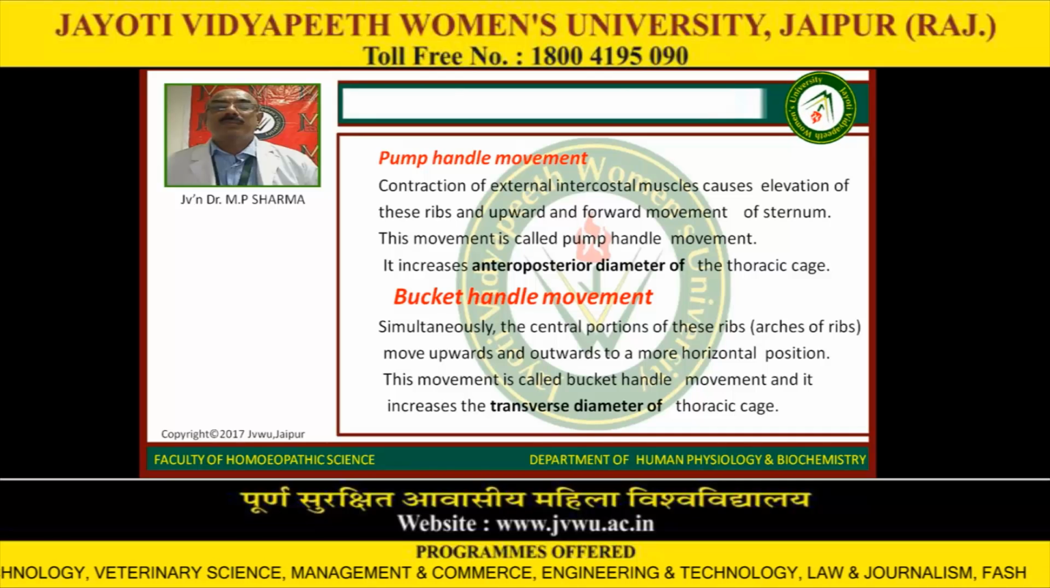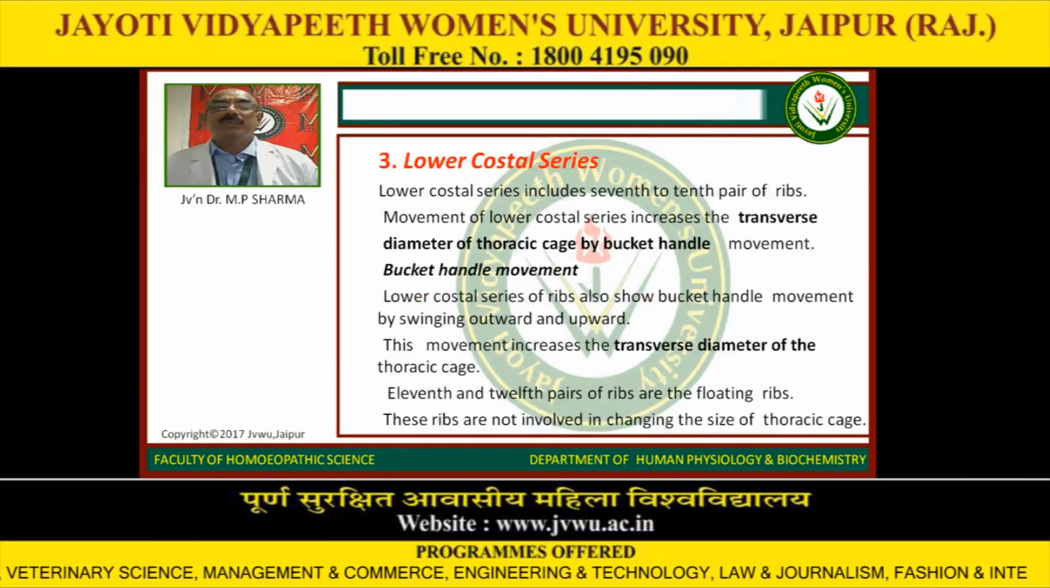Now second, bucket handle movement. Simultaneously, the central portion of these ribs moves upwards and outwards to a more horizontal position, and this movement is called bucket handle movement, and it increases the transverse diameter of the thoracic cage.